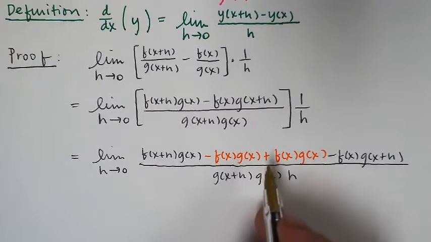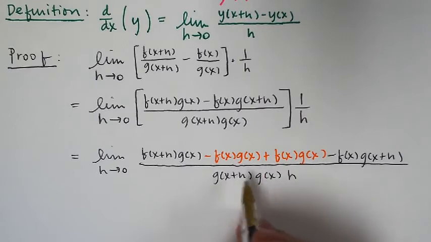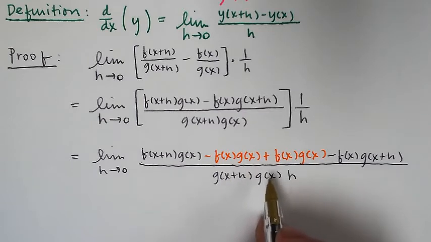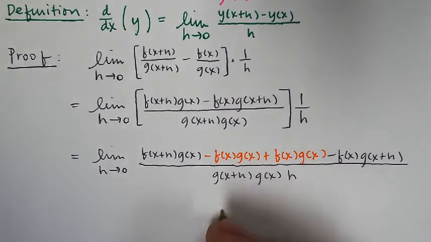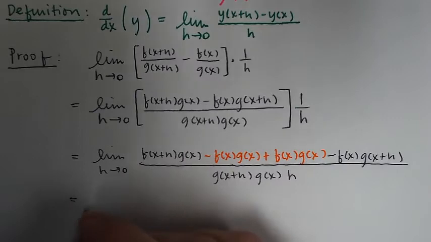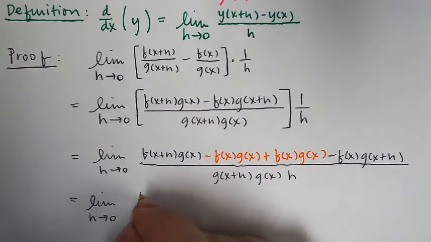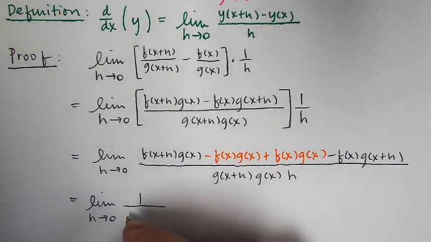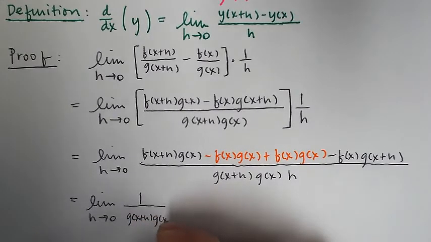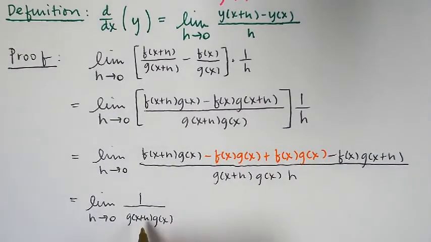Now, what we're going to want to do is, first of all, I'm going to factor out the 1 over g of x plus h and the g of x, both in the denominator. I'm going to move those out in the front. So this is going to be the limit as h approaches 0 of 1 over g of x plus h times g of x. This is where we're going to get the g of x squared in the denominator.